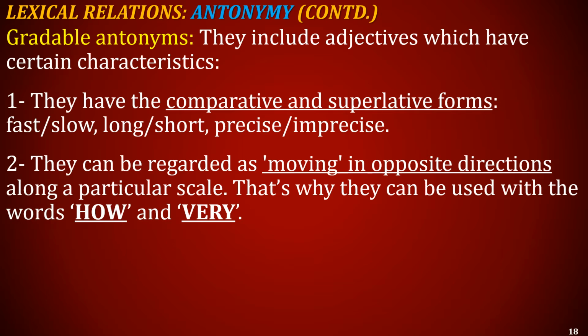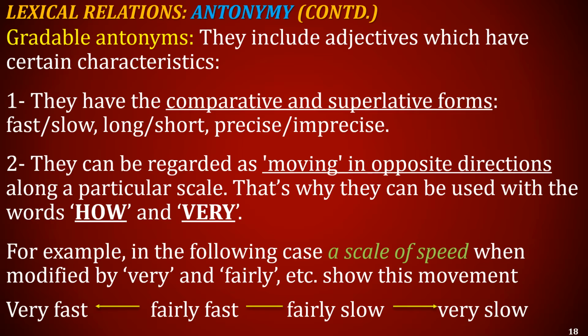The second characteristic is that they can be regarded as moving in opposite directions along a particular scale. That's why we can use words like how and very with them. If you look at the following example, you would see that we have a scale of speed which is modified by the use of terms like very and fairly. So we have fairly fast, very fast, and on the other hand, in the opposite direction, we have fairly slow and very slow.